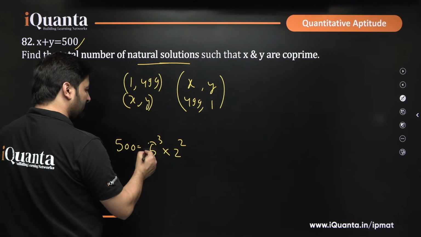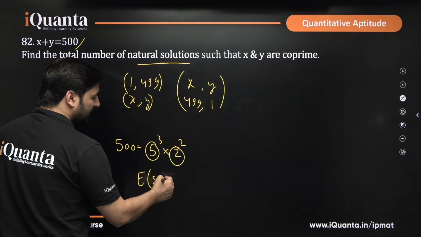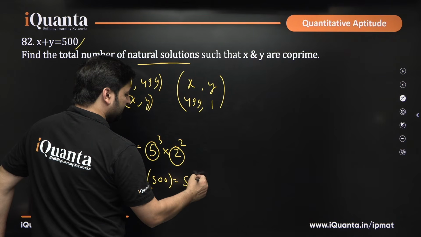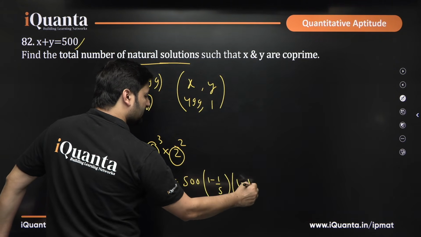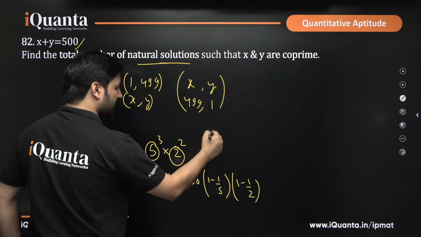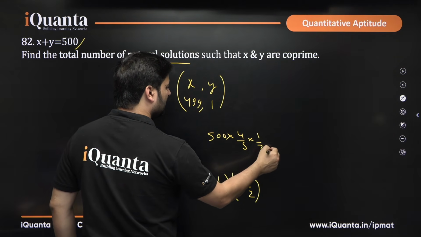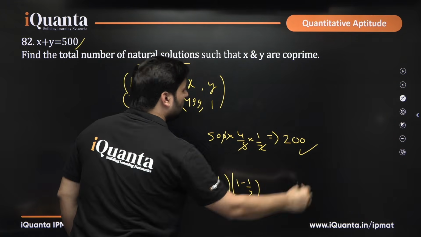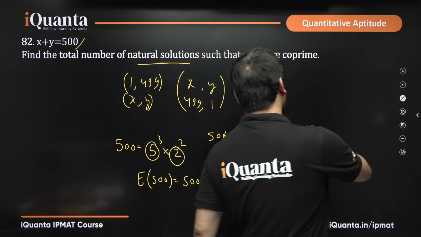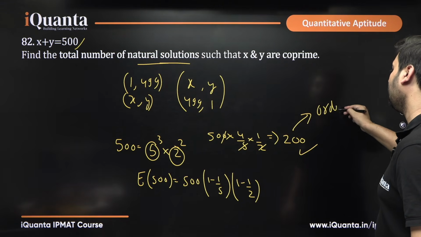So what are the primes that we are getting? 5 and 2. So Euler of 500 will be 500 into 1 minus 1 upon first prime, that is 5, into 1 minus 1 upon second prime, that is 2. What do you get? 500 into 1 minus 1 by 5 is 4 by 5, 1 minus 1 by 2 is half, 5 into 10 gone, 50 into 4, 200.